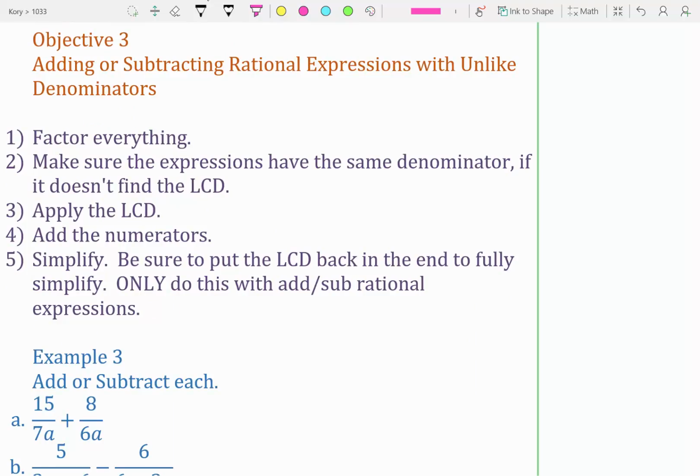So the first thing we want to do when we're adding and subtracting rational expressions with unlike denominators, we want to factor everything. Top, bottom, every single thing you can factor it out. Make sure the expressions have the same denominator. If it doesn't, find the LCD. Apply the LCD, add the numerators, simplify, and be sure to put back the LCD at the end to fully simplify. You only put the LCD back when you're adding and subtracting rational expressions. Now, this you do if you're doing it my way by clearing out the fractions. If not, if you're doing it the other way of getting the same denominators, then you don't need to put it back.